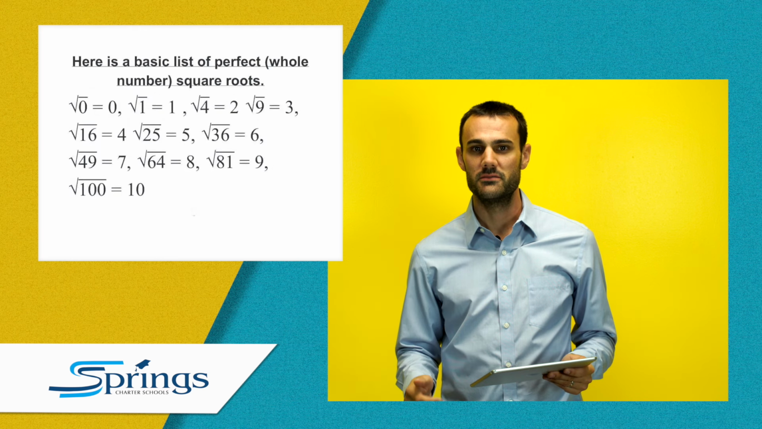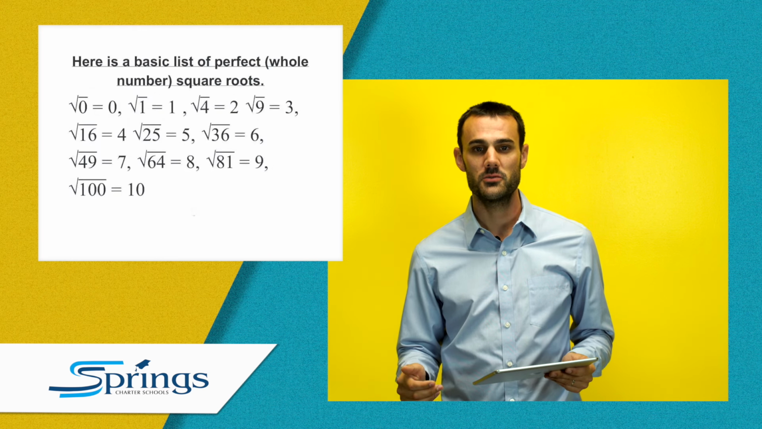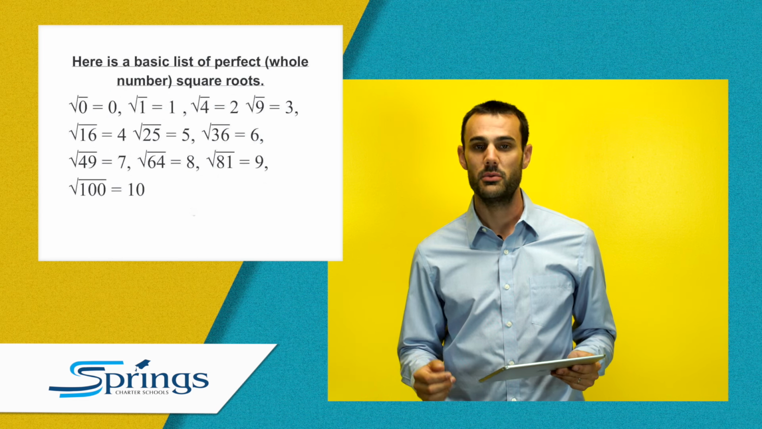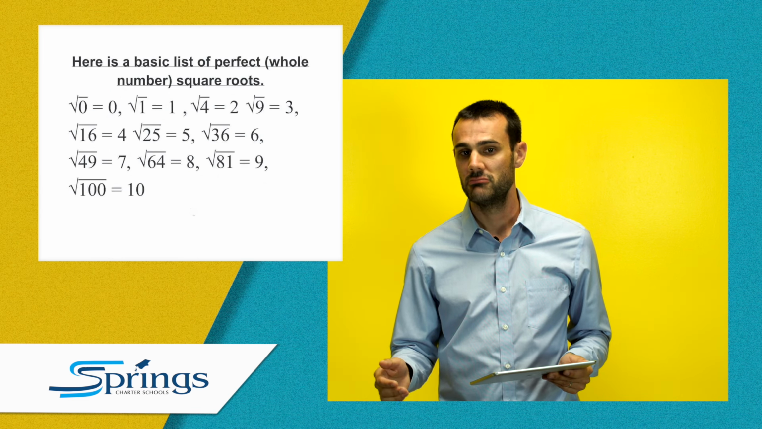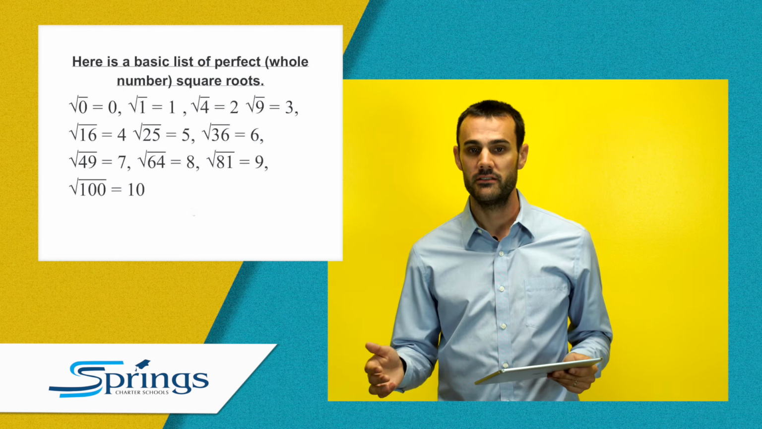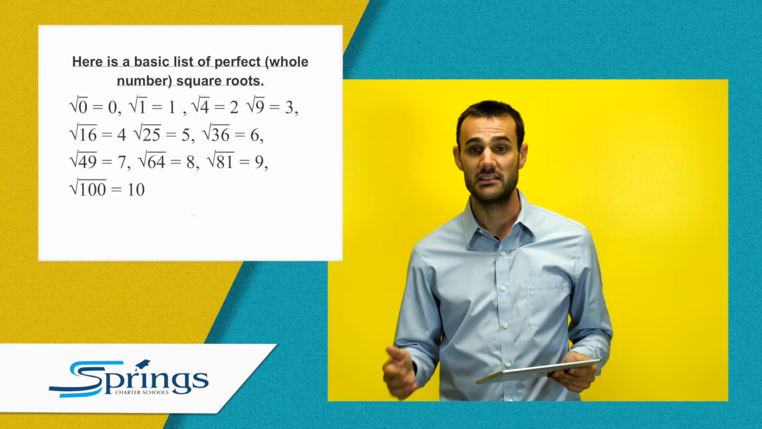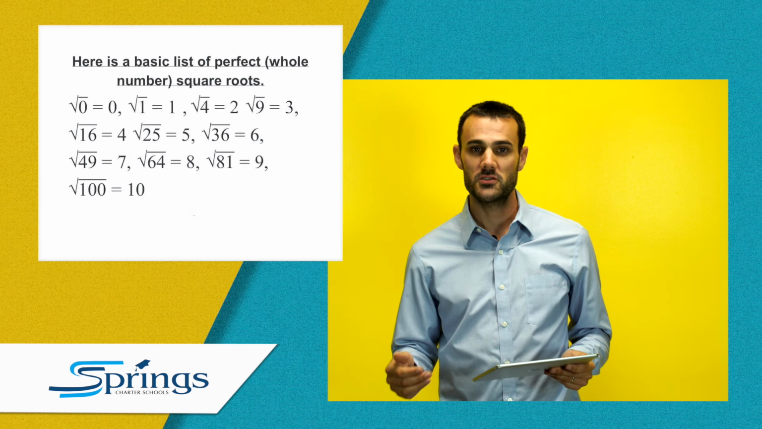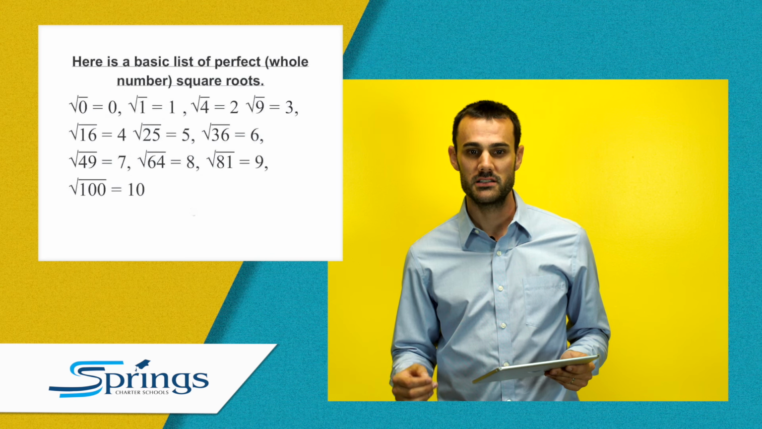Here's a basic list of what I call perfect squares. Perfect squares are square roots that reduce to perfect whole numbers. For example, the square root of 4 is 2, the square root of 25 is 5, the square root of 81 is 9, and the square root of 100 is 10. So those are some perfect squares that we need to probably work on memorizing to make your life a little easier.